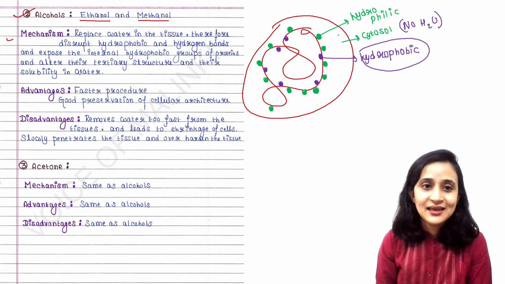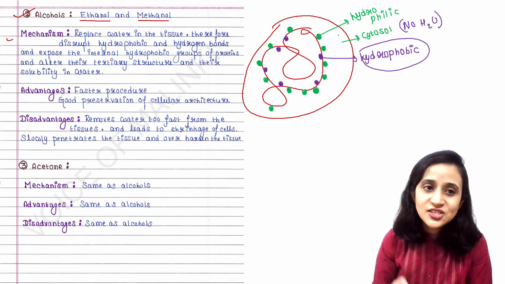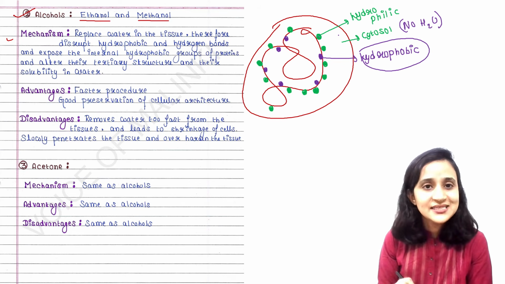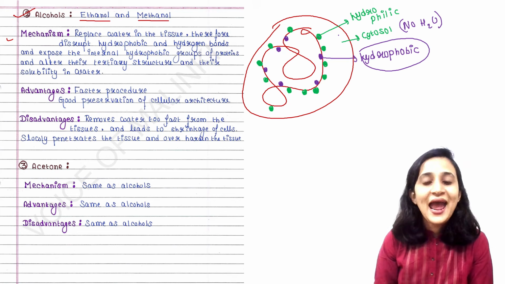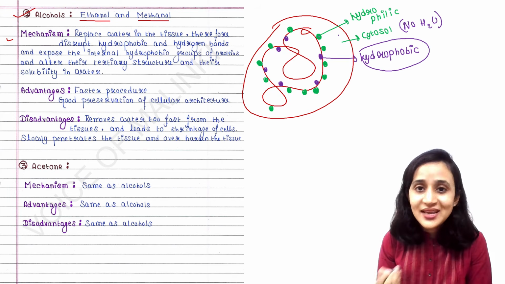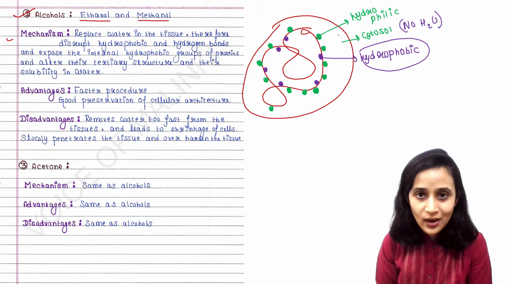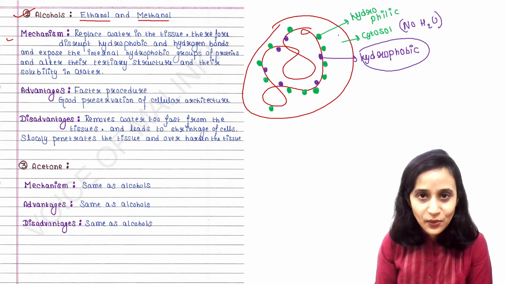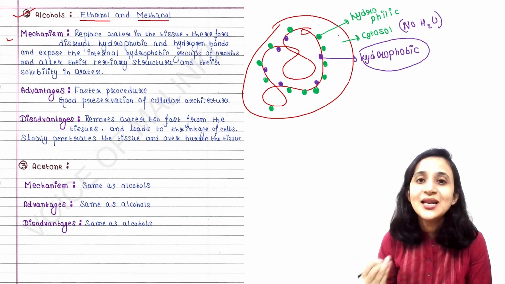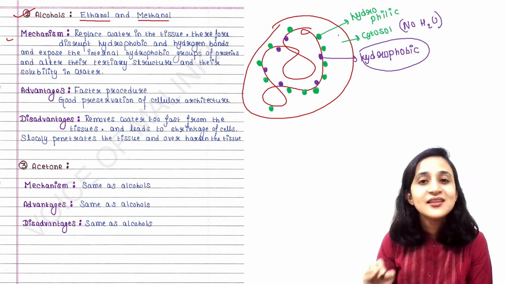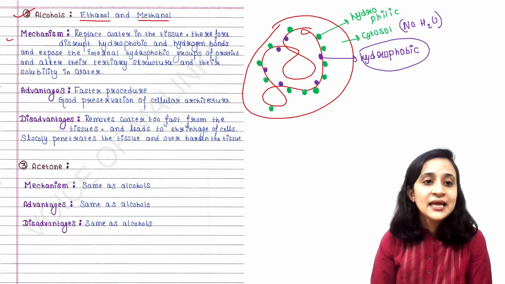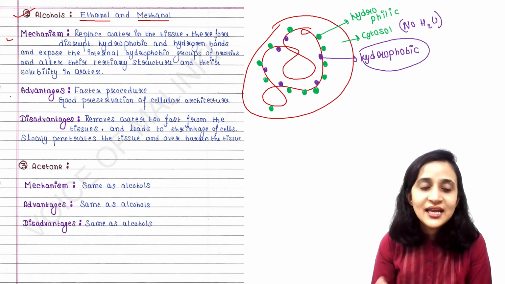So this is the thing. Now the tertiary structure of the protein is destroyed, or we can say altered. As the tertiary or 3D structure of the protein is altered, the proteins will not function properly. And when the proteins will not function properly, there is no chance of decaying. Next, we will see the advantages of using alcohols.